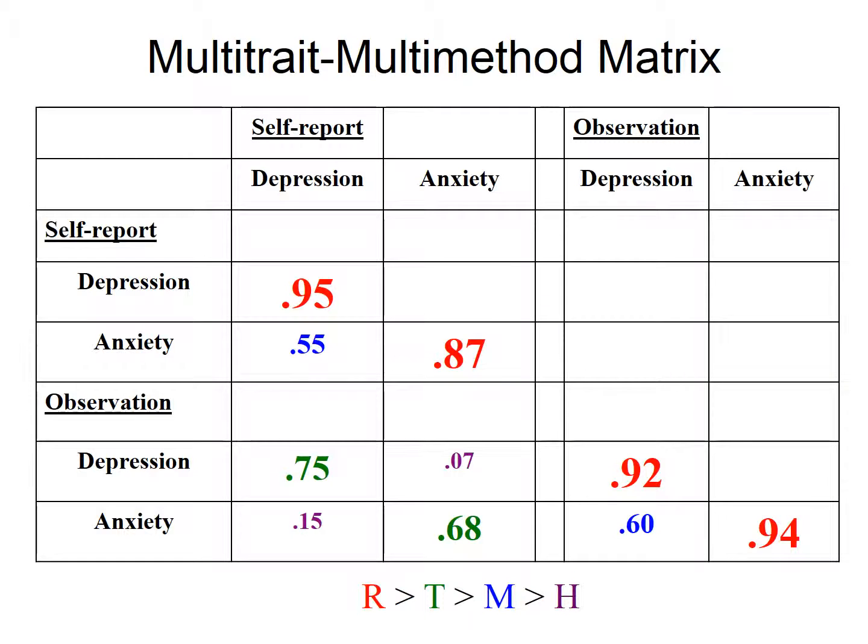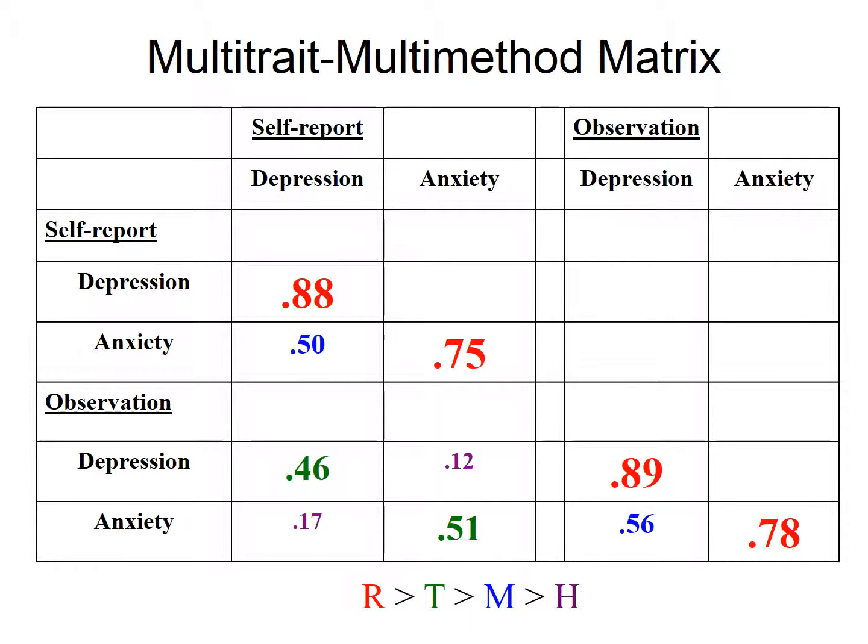And finally, I find those low values in the H boxes. When I look at self-report of anxiety by observations of depression, I see a 0.07, very low. So this is an example of a multi-trait, multi-method matrix that is strongly arguing for criterion-related validity, both convergent and discriminant.